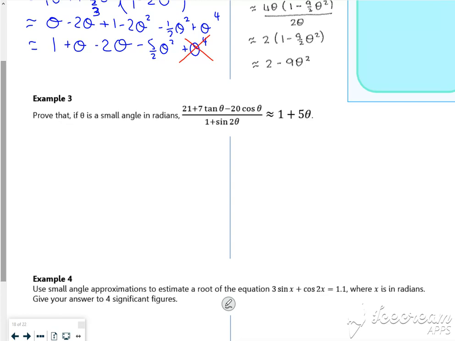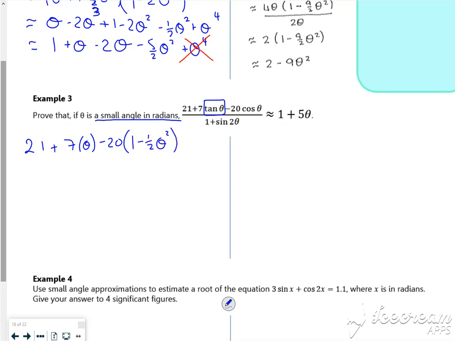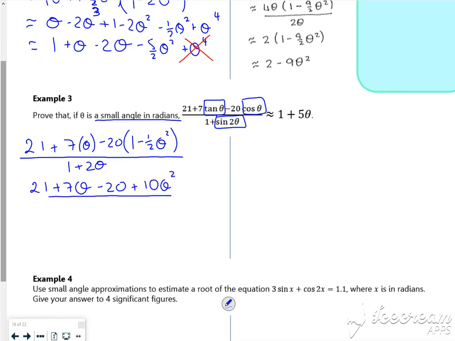There's another example here. So third example, keeping an eye on my timer. So it says theta is a small angle in radians. So it's screaming at me small angle approximation. So I've got a 21. The tan theta becomes 7 lots of theta. The 20 cos theta becomes 20 lots of 1 minus a half theta squared. And that's all over, so I've got my cos theta, all over the 1 plus 2 theta. So if I expand the top, I've got a 21 plus a 7 theta minus 20 plus 10 theta squared all over 1 plus 2 theta.